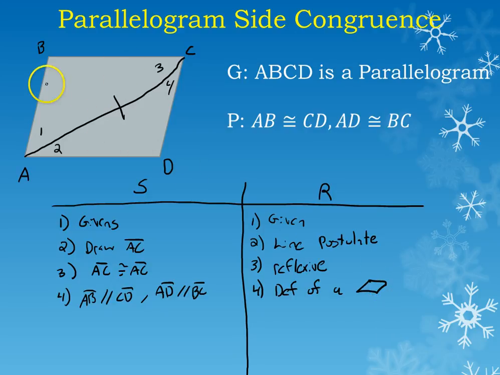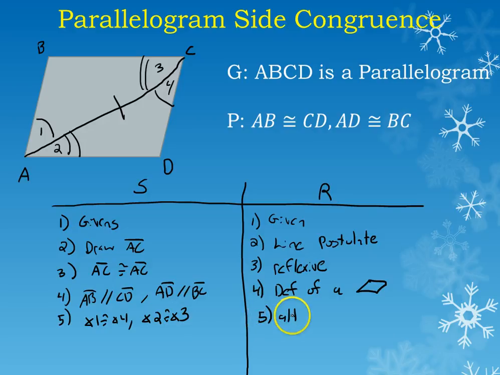Now that I have AB parallel to CD and BC parallel to AD, I can now say I have my alternate interior angles. 1 and 4 are equal, 2 and 3 are equal. Those are both alternate interior angle pairs. And now I have enough information to say that the 2 triangles are congruent. So I can say triangle ABC is congruent to triangle CDA. I have 2 angles congruent, the side in between. So it's angle, side, angle.